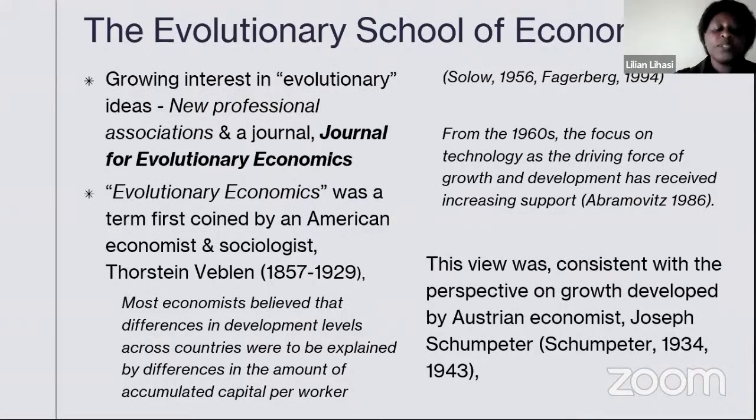And we find that most economists before then believed that differences in development levels across countries were to be explained by differences in the amount of accumulated capital per worker. But after introduction of this, we find that this has focused more on technology as the driving force to growth and development, and this has been received and is receiving increasing support. With this support, we find currently that many are adopting this, and this view has been consistent to the perspective of growth and development, which was made by Joseph Schumpeter, who is referred to as the founder of evolutionary economics.